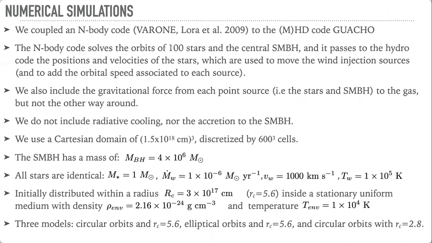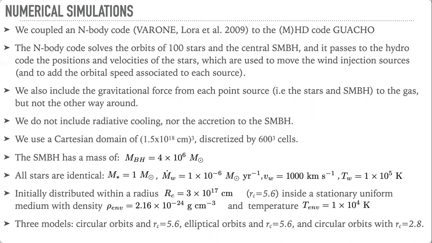We couple an N-body code originally written by Veronica Lora in 2009 to our own MHD hydrodynamical code Walcho. The N-body code solves the orbits of n stars, in this case 100 stars, around the central object, and it's run at the same time with the hydrocode. At each time step it passes to the hydrocode the positions of the stars and their velocities, and they are used to move the sources of the wind, and also to include the orbital speed of each of the winds that is being injected in the hydrocode.